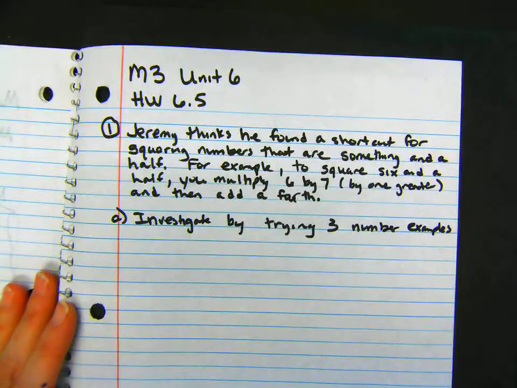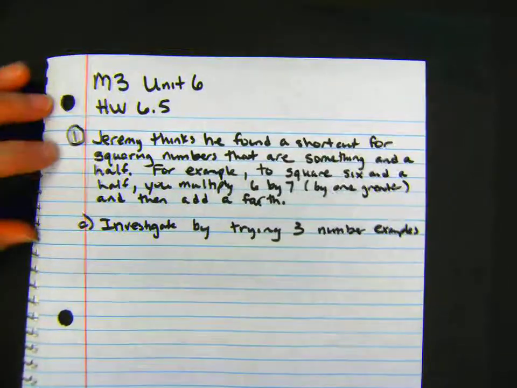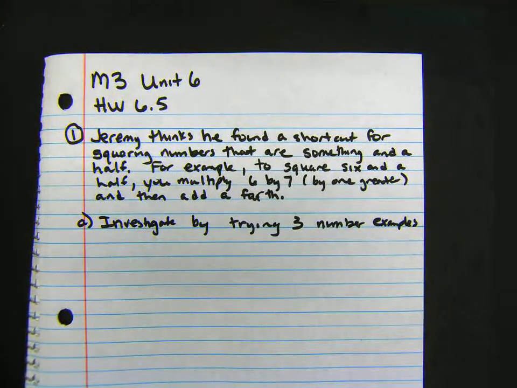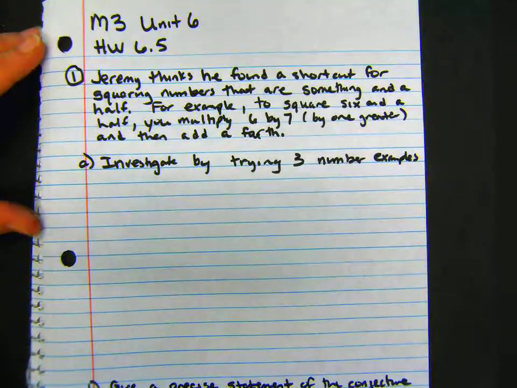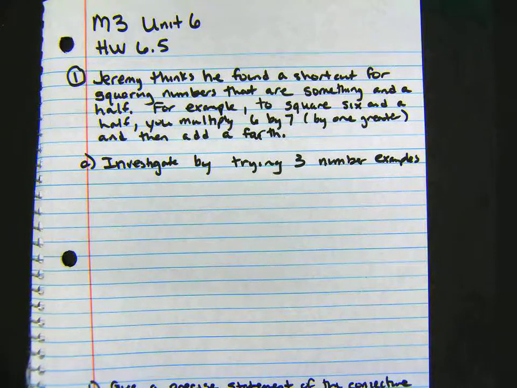And I wrote that out. It says Jeremy thinks he has found a shortcut for squaring numbers that are something and a half. For example, to square 6 and a half, you multiply 6 times 7, just one greater, and then you add a fourth. Investigate by trying 3 number examples. So what we need is something and a half.